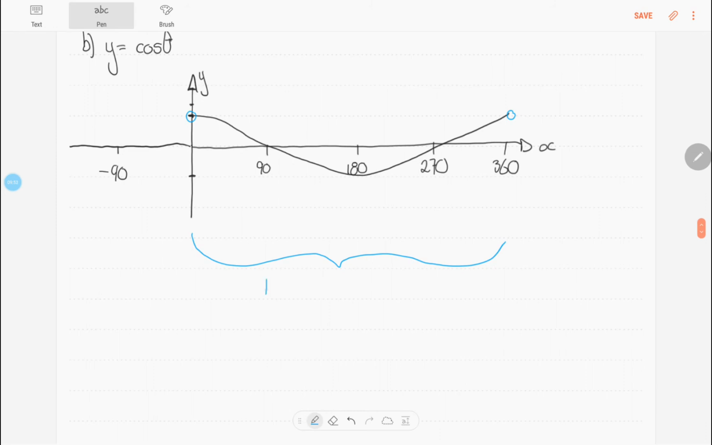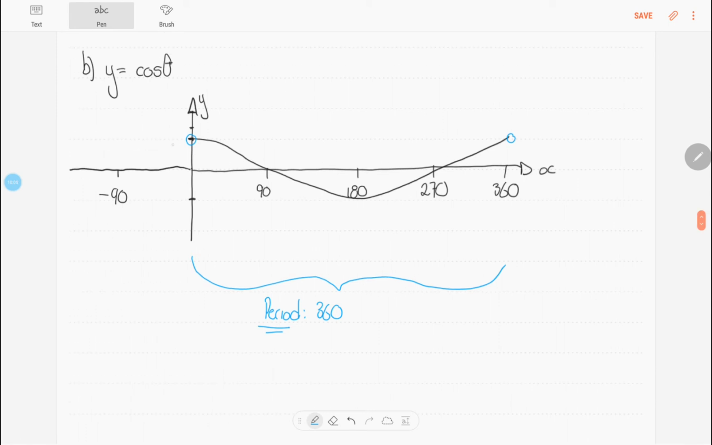So we know that our period is 360. It's the same as sine. Our period of our cos graph is the same as our period of a sine graph, being 360. If we carried this on in both directions, we would see that it just carries on forever. You don't have to draw that in, you just have to draw the one section. So that's our period.